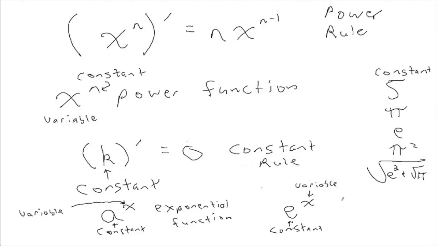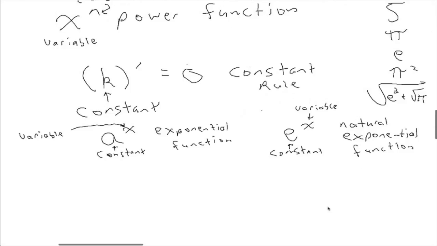The specific name for this is called the natural exponential function. This is by far the most important exponential function. So sometimes when people say exponential function, they just mean this. But technically, anything like this is exponential, and this is the natural exponential function. Okay, good.